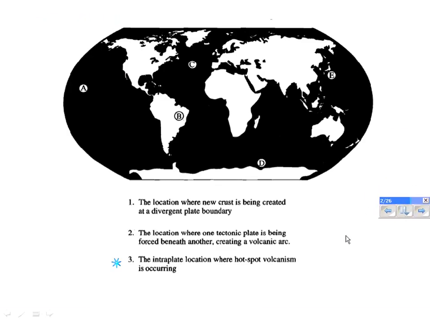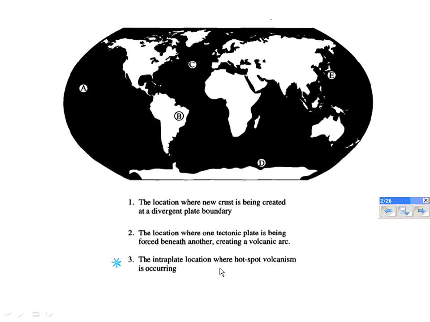We started off today going through a couple of the answers from, I think, the 2008 practice exam. So number one, it's the location where new crust is being created at a divergent boundary. Remember that that's letter C. I know it's difficult to see here, but that's where we have our mid-Atlantic ridge. And number two says the location where one tectonic plate is being forced beneath another, creating a volcanic arc. This is referring to the letter E, where we have the ring of fire.